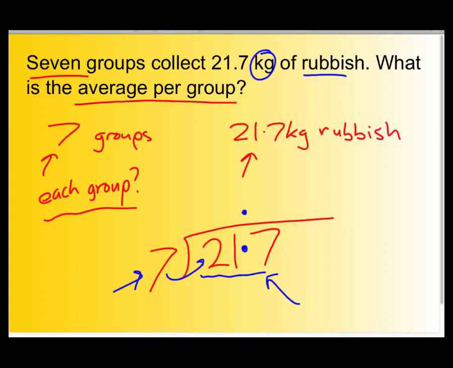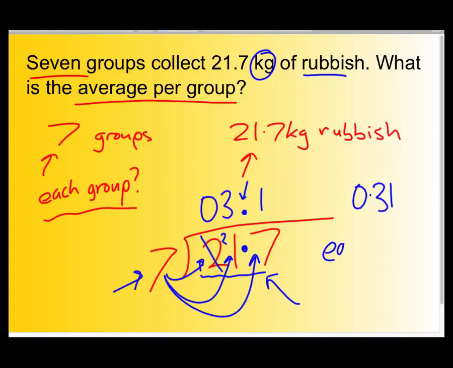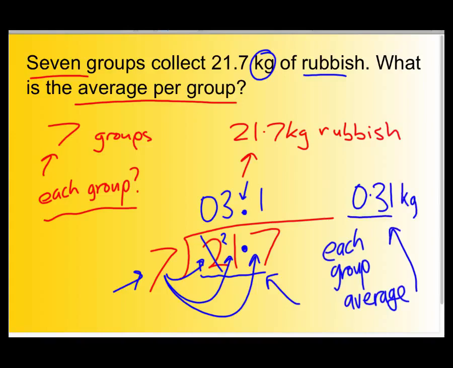7 into 2 goes, well, 0. You can put down the 0 if you want, but you've got to carry the 2. So you can cross that out, carry the 2 and put down the 0. Now it's 7 into 21, which goes 7 threes are 21. There's your decimal point. That's already down there. Good. 7 into 7 goes 1. So your answer is 0.31. So each group, on average, because some groups might have collected more, some might have collected less, but each group, on average, collected this number here, 0.31 kilograms of rubbish.